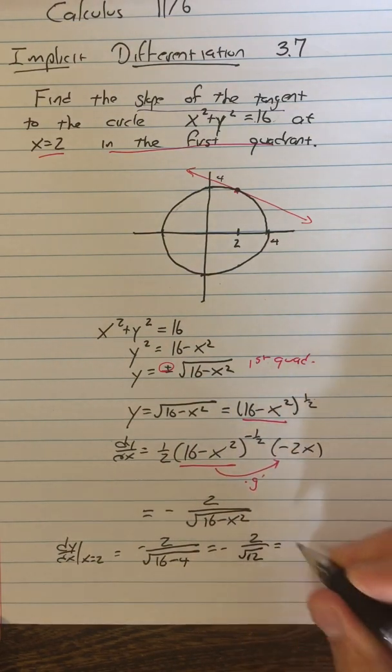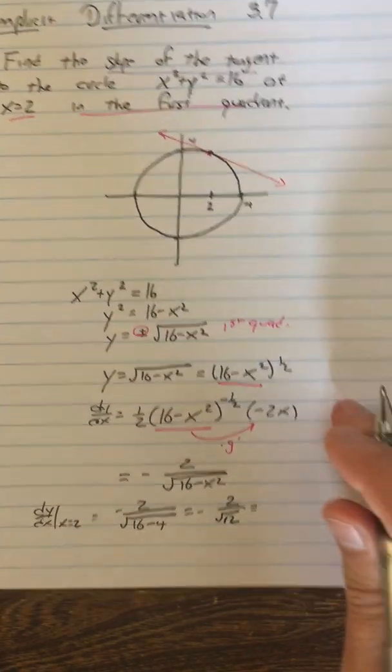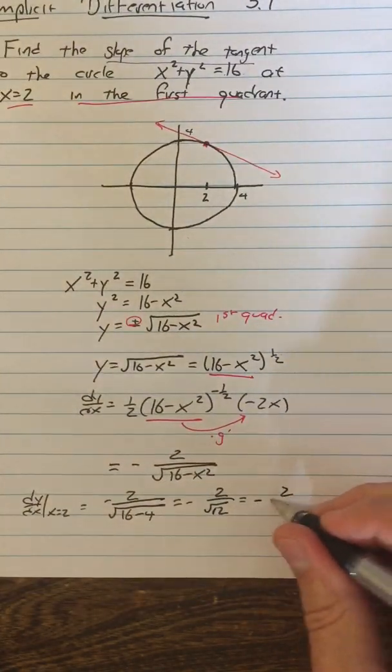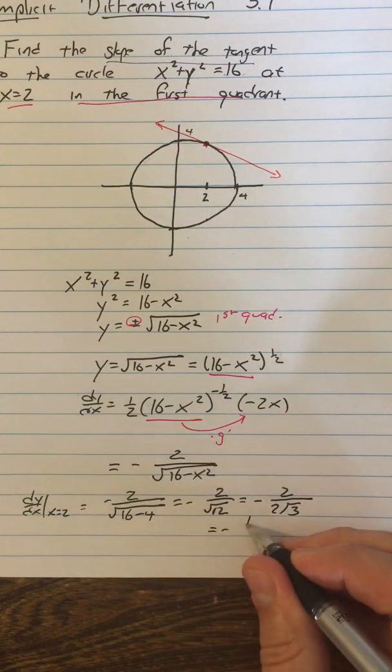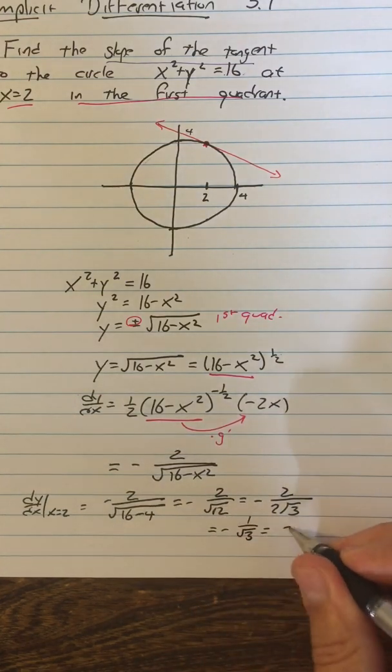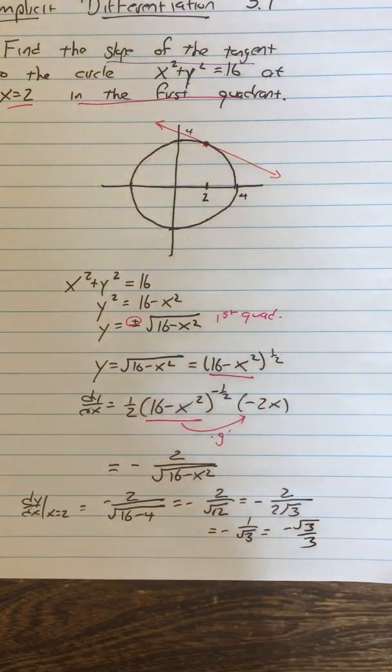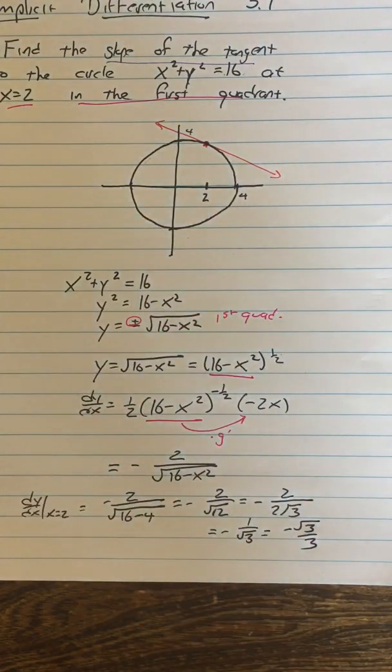Now you do your geometry, radical simplification stuff. So we're going to have negative 2 over 2 square root 3. So that equals negative 1 over square root 3, and that equals negative square root 3 over 3. All right, so that's the slope of the tangent line.